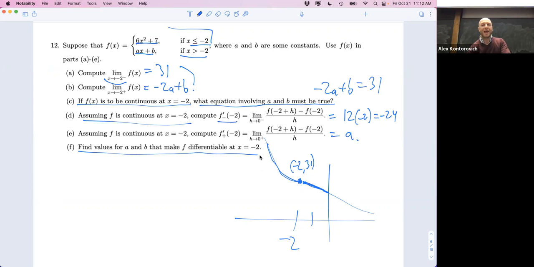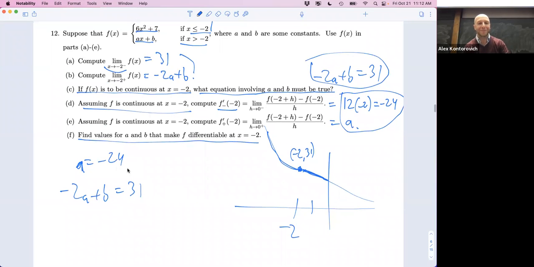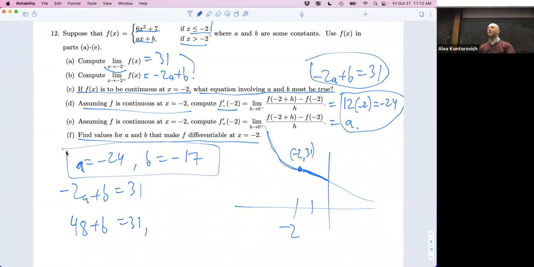Find values of a and b that make f differentiable at negative 2. So it needs to be continuous. To be differentiable, it needs to be continuous. And I have another equation, which is that the derivatives also have to line up. So my 2 equations are a is equal to negative 24. Well, that's already easy. We're done with a. And negative 2a plus b has to be equal to 31. You guys haven't taken linear algebra yet, so we can't make this problem too complicated. So this is negative 2 times negative 24, which is 48, plus b is equal to 31. So b is equal to negative 17. That wasn't bad at all.